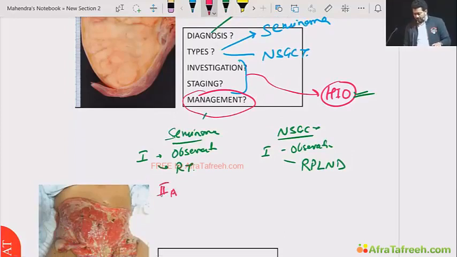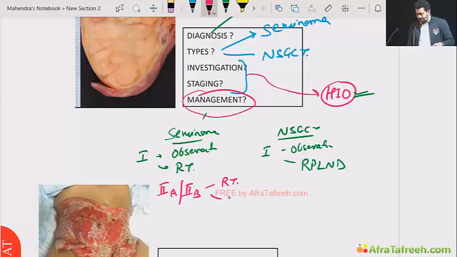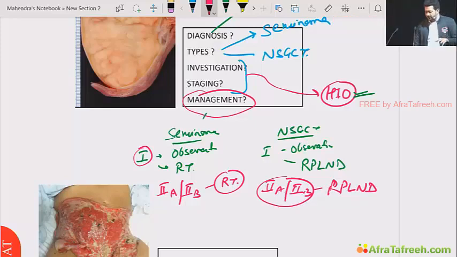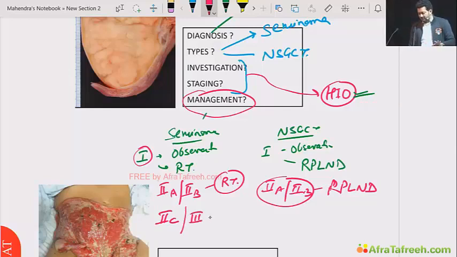Stage 2A and 2B: radiotherapy, or you can say chemotherapy, although, let's make it simple, just remember radiotherapy. For non-seminomatous in stage 2A and 2B, retroperitoneal lymph node dissection. Now, stage 1 is when the tumor is limited to testis, no lymph node involvement. 2A is when there is lymph node less than 2 centimeter. 2B is lymph node 2 to 5 centimeter. 2C is lymph node more than 5 centimeter. And 3 is when there is distant metastasis.